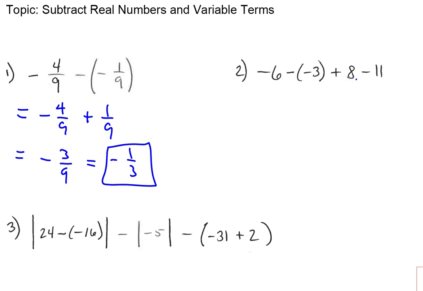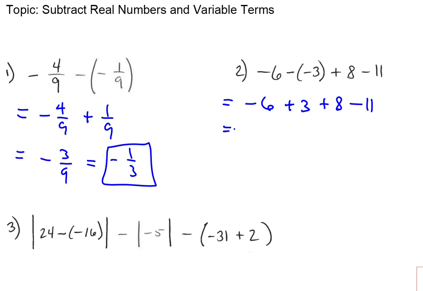Our second example starts as -6 minus -3 plus 8 minus 11. So the -6 minus, and then it's parenthesis with a -3 close parenthesis. That's creating a double negative there. Let's go ahead and start by just rewriting this and fixing the double negative as we do. So we'll make this -6 plus 3 instead of the minus -3, and then plus 8, and then minus 11 to go all the way to the end.